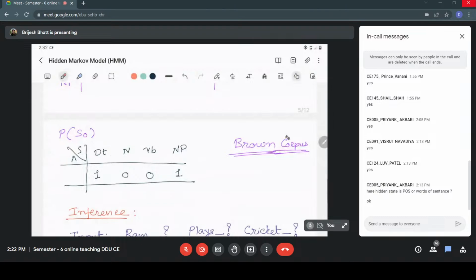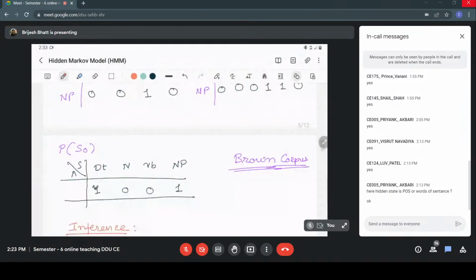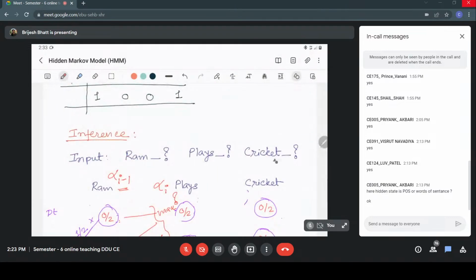I have missed null as a state. I started only with part of speech tags, but null is also a state, as I said. So see how many times null follows determiner, how many times null follows proper noun and verb, and you get the table. So this is the training part. In training of a hidden Markov model, you calculate these things, and if you have a tagged corpus, you can very easily count these quantities. Once this is done, the next thing is inference. Given a new sentence, Ram plays cricket, you want to predict the part of speech label for all of these words.